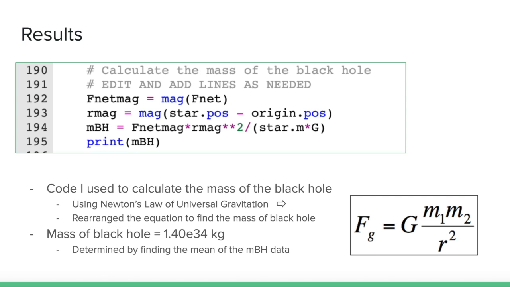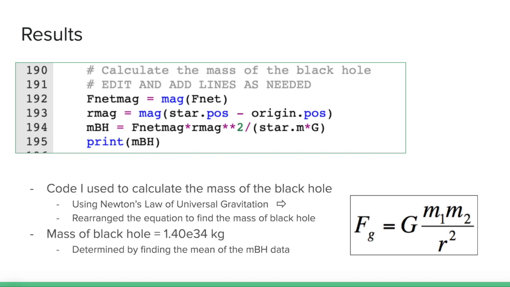And these are the results that I got from my code. So I used Newton's law of universal gravitation in order to calculate the mass of the black hole, and I just rearranged the equation in order to solve for the mass. And then I plugged that into my code in line 194. And so using that, I was able to calculate the mass of the black hole to be 1.40 times 10 to the 34th kilograms.